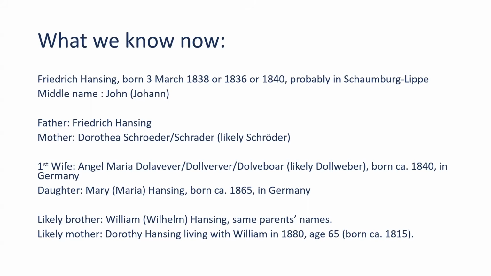He had a first wife, Angel Maria, and these are different spelling variations, likely originally Dollweber, who was born about 1840, also born in Germany. And then he had a daughter, Mary or Maria, who was born about 1865 in Germany. We have a potential brother, William or Wilhelm, with the same parents' names, and if that's his brother, then his mother, Dorothy or Dora Hansing, was living with William in the 1880 census at age 65.